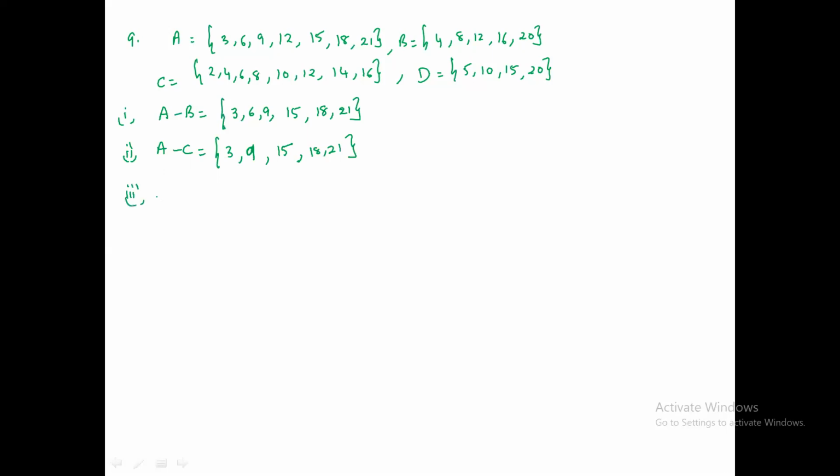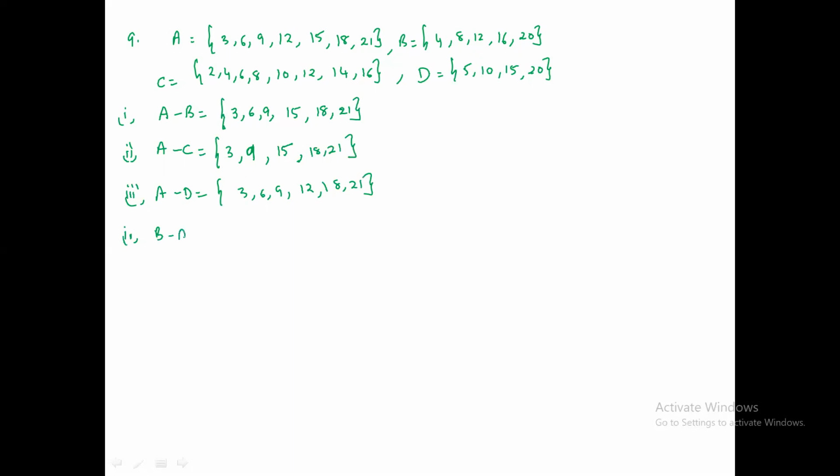Third one, A minus D. From A, you have to remove 5, 10, 15, 20. 5, 10 you can't remove. 20 also you can't remove, but 15 you can remove. So 3, 6, 9, 12, 18, 21. These are left.